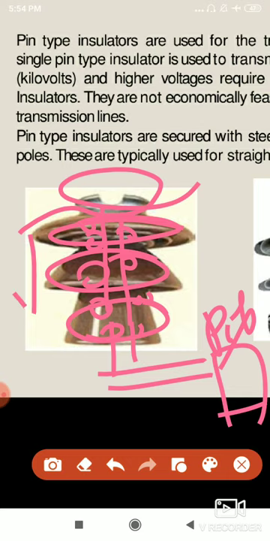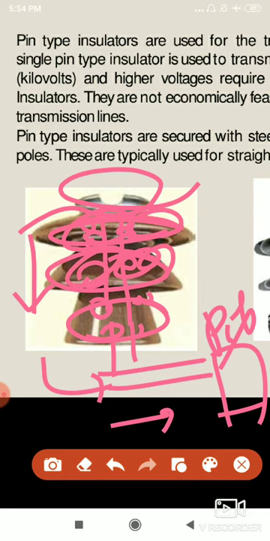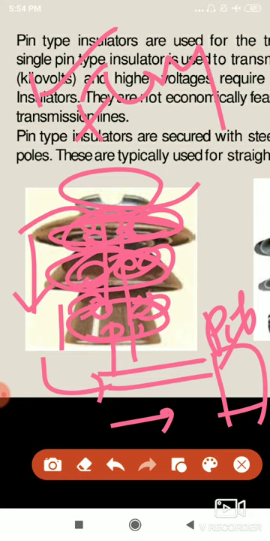This phenomenon we call a flashover. The time taken for a flashover is very high. That means some dust particles must settle around all the layers of the porcelain, and only then will the total current flow through the cross arm and enter into the pole. This type of phenomenon we call a flashover. I hope it's clear what a flashover is, right? Now we'll discuss what a puncture is.